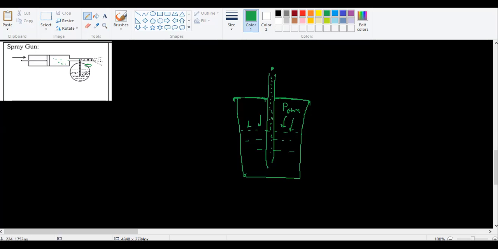Anybody not following this? Everyone following this? Velocity, so take it down. Velocity is high. Pressure is low. So liquid rises.